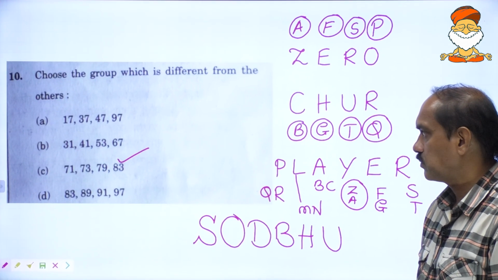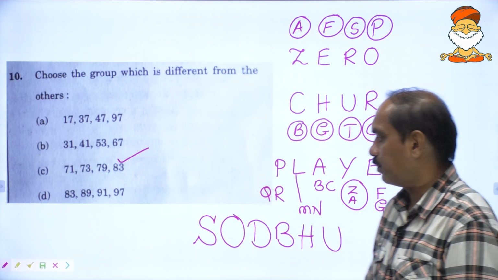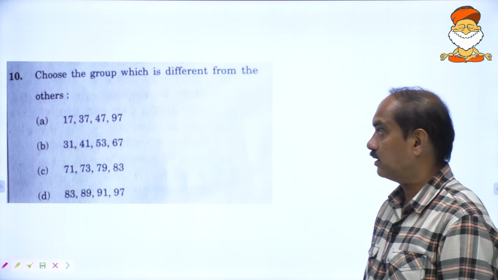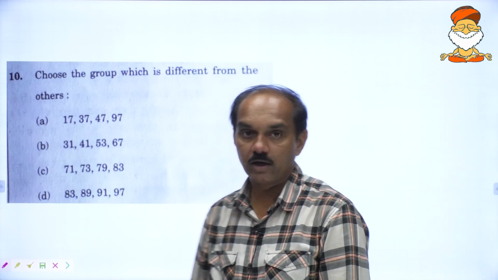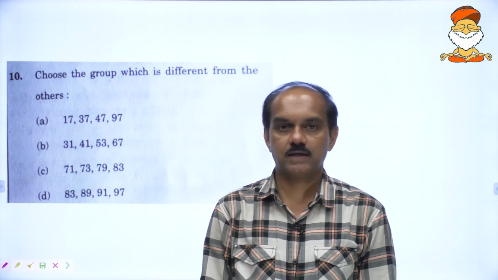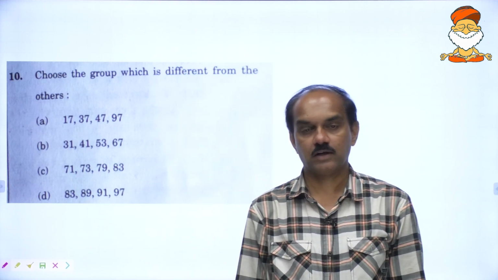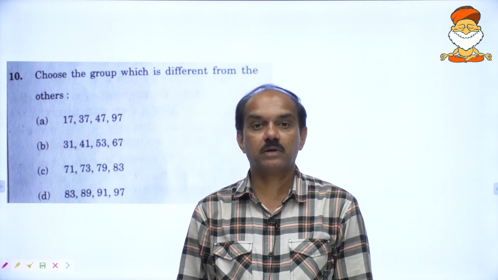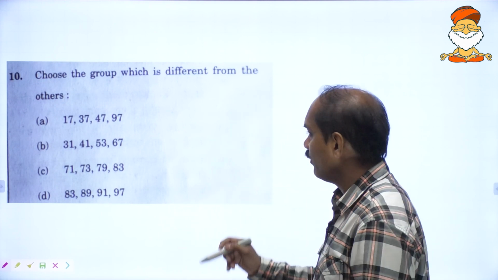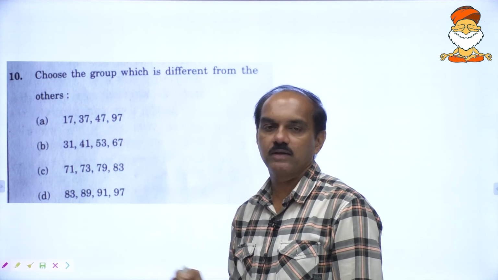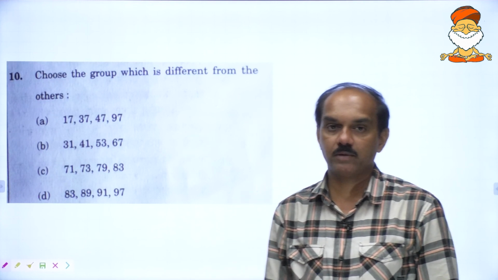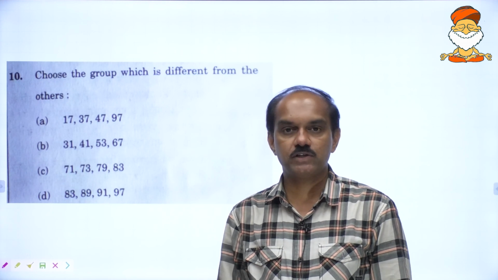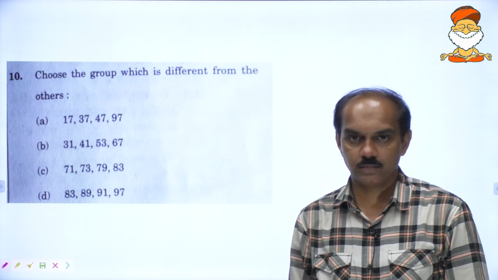Moving on to the next one. Choose the group which is different from the others. Odd man out. 3 groups are the same and only one is different. And for this, my dear friends, you will have to have knowledge about prime numbers. If you observe keenly all these numbers, they are all prime numbers. And you are supposed to know each and every detail about prime numbers.